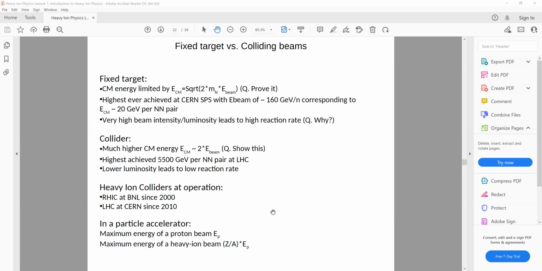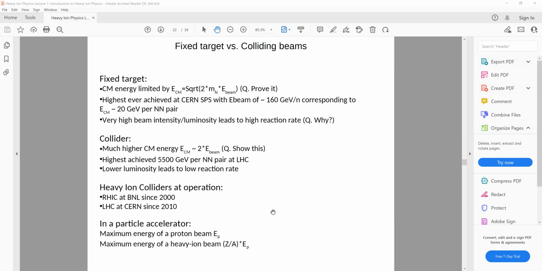However, one advantage of fixed target experiments is that you can have a very high beam intensity or high luminosity, which leads to a high interaction rate. Again, you can think about why you can go to a very high interaction rate or high luminosity in fixed target experiments, and of course this is not possible in colliders.